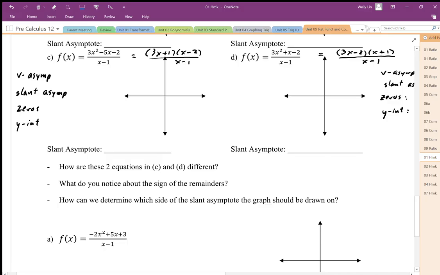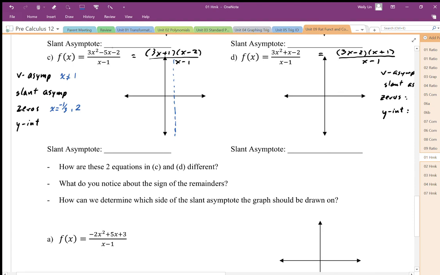So we're going to find the vertical asymptote first. The vertical asymptote is going to be from the denominator, so it's going to be at x equals 1, x not equal to 1. So I'm just going to draw that in here. We have our zeros. Our zeros are going to come from the factored form. So 3x plus 1 gives us a 0 at x equals negative 1/3. And x minus 2 gives us a 0 at positive 2.